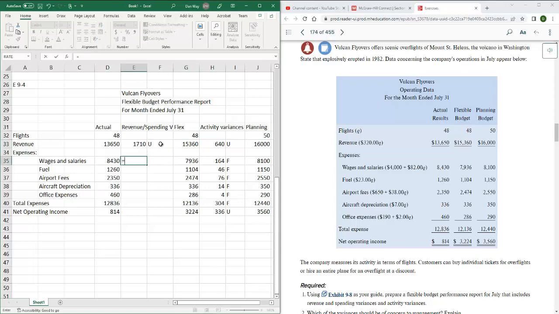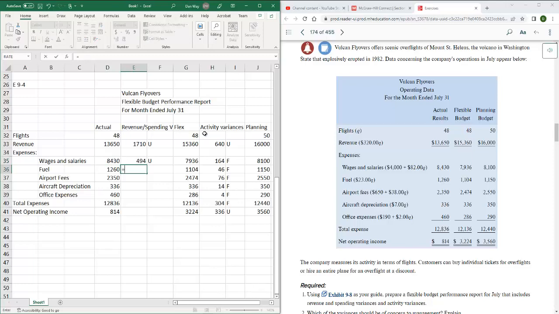Okay, wages and salaries here. We had 84.30 in the actual versus 79.36 in the flex. It's a difference of 494. The actual is greater than the flex. This is an expense item, so that's also unfavorable. Okay, we spent more on wages than we should have given our actual activity level. Maybe we had unexpected raises we had to give to some of our staff, something like that.